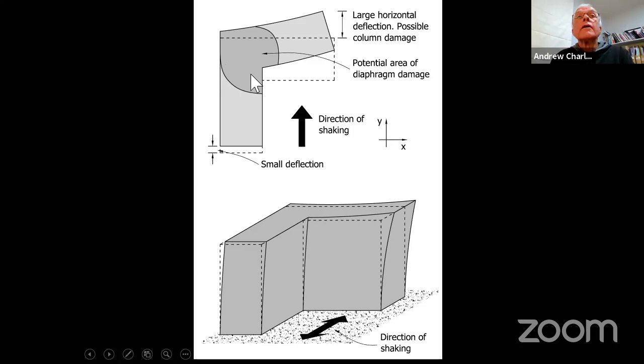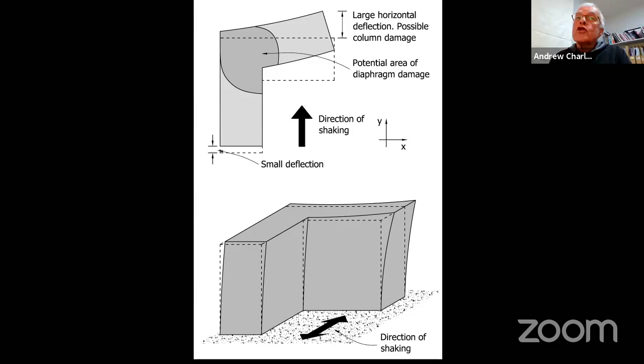And it's all because of the different stiffness. This part of the building is more flexible than this part. And this is explained on this three-dimensional model. This part of the building, it shakes further than this part. So re-entrant corners are something that architects should avoid.